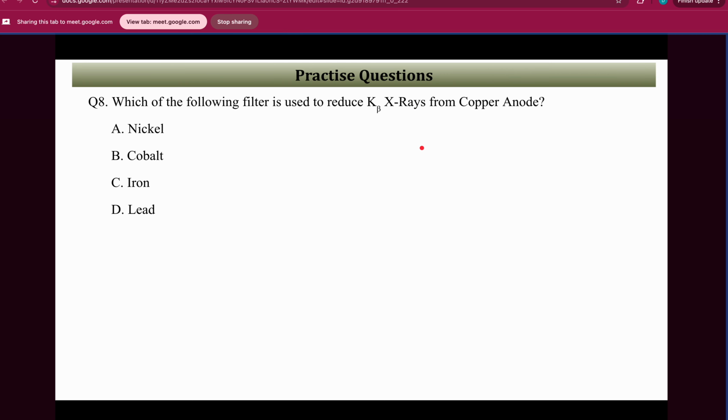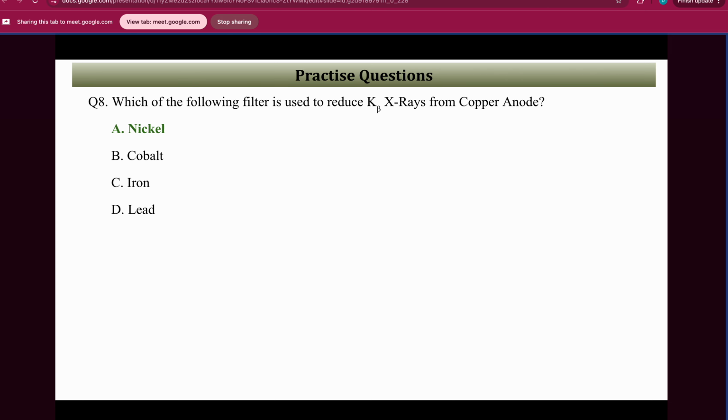Okay, so the right answer is nickel. In case of a copper anode, we use nickel as a filter. When we were talking about monochromators, we studied that the monochromator's role is to allow a specific wavelength of light to pass through it. With that specific wavelength, we were focusing on the K alpha radiations passing, because K alpha is high intensity radiation. We want to avoid the noise. We want K beta not to pass and only K alpha radiations to pass through.